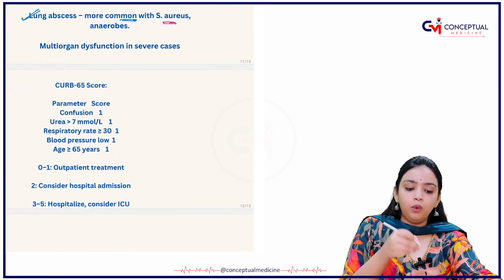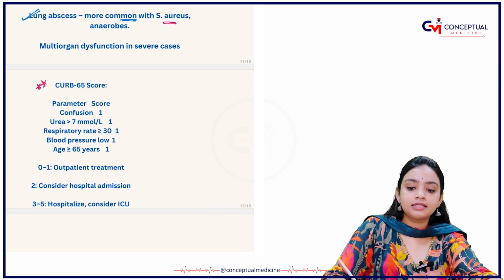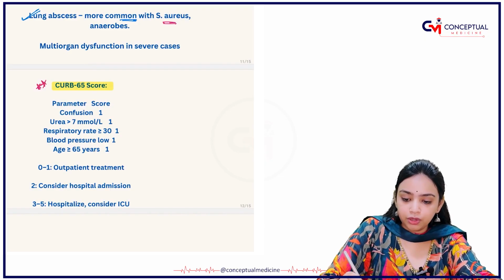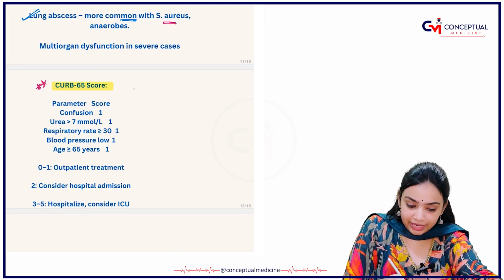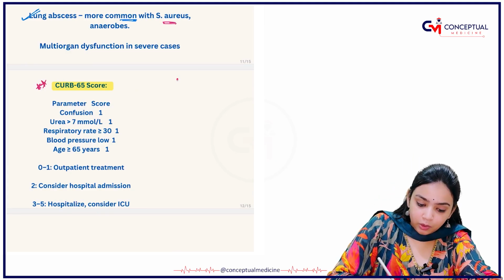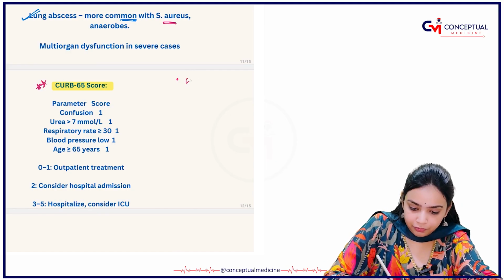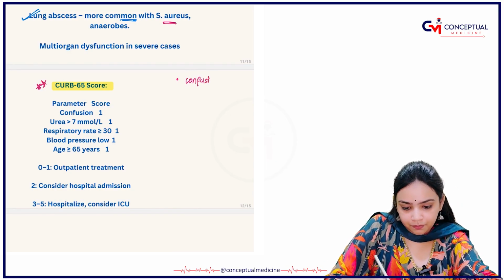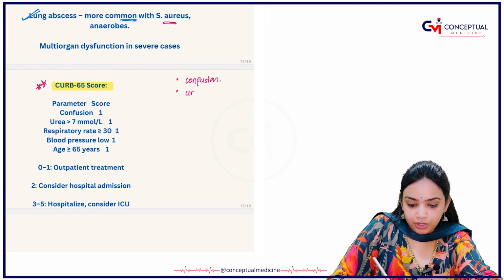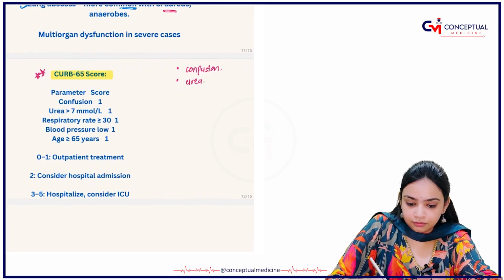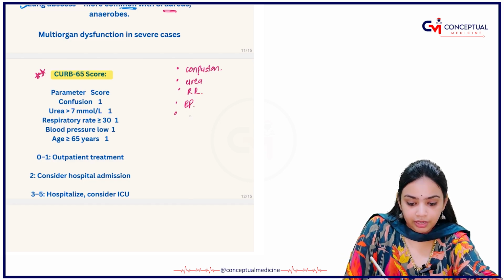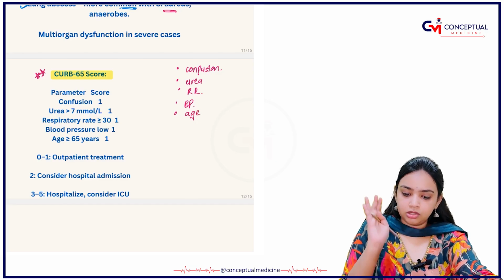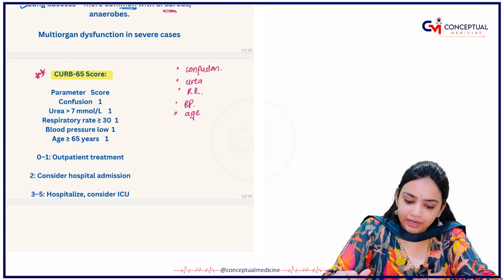Okay. Now, very important, this can separately be asked as a very short note, so be very thorough with it. You have something called the CURB-65 score. In that, you have the parameters. What are the parameters you have? You have confusion, then the urea, then the respiratory rate, then the blood pressure, then the age. These are basically the parameters that we use.